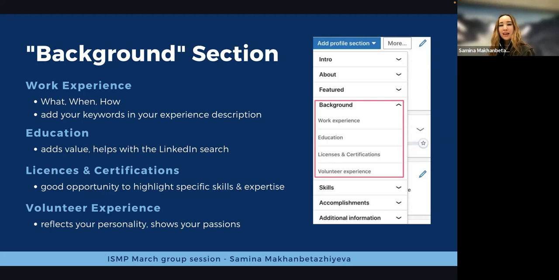Volunteer experience doesn't add that much value, but it reflects your personality and showcases your passions.